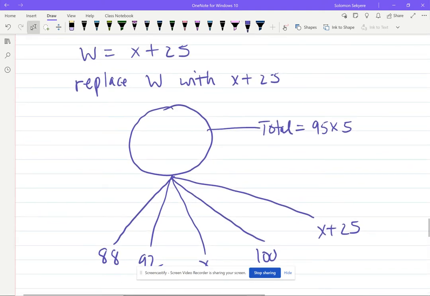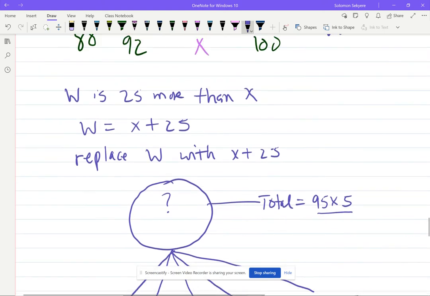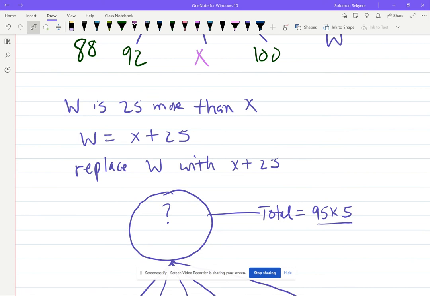All right. I was not given the total, but I can figure it out from the average and the number of points in it. And I have five. 1, 2, 3, 4, 5 legs, right? So I multiply 95 by 5. I get 475. Now let's use the extra information.